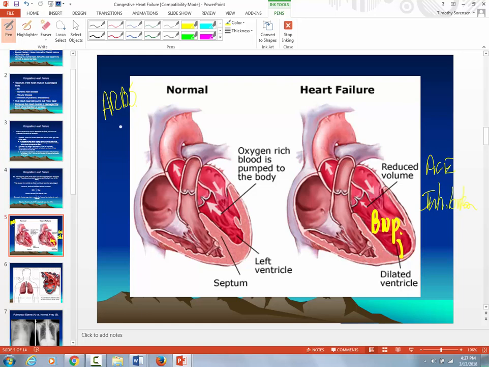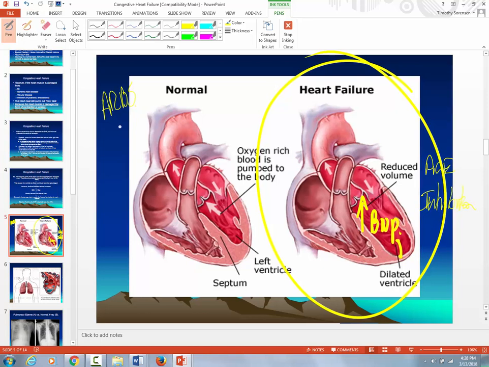Are you with me? This is very important. You only get BNP released when your ventricular muscle cells are overstretched. Who has overstretched ventricular muscle cells? People with CHF. Say yes. So watch. The higher the BNP, the more the ventricle is overstretched.